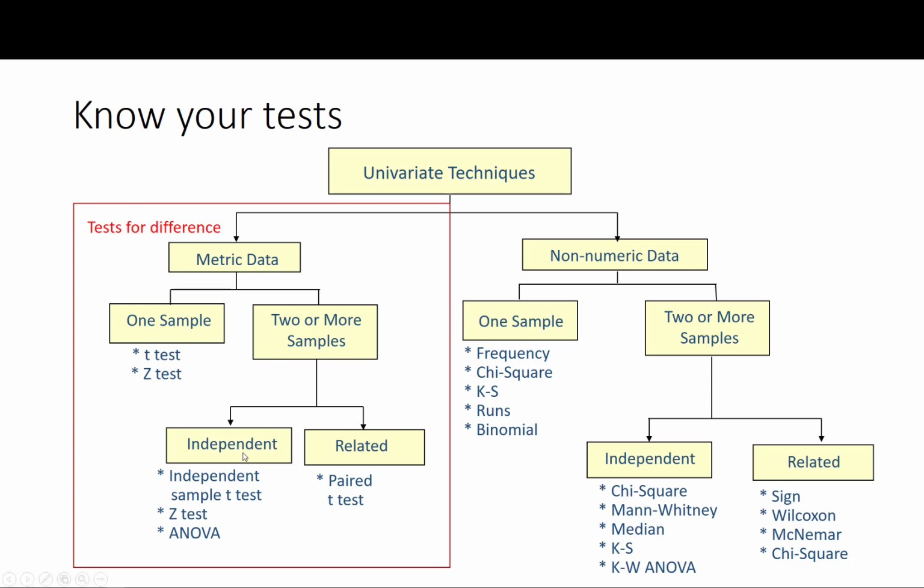On the other side, if they're independent, for example, males and females are independent groups, they don't necessarily function in relationship to each other, we can run an independent sample t-test, a z-test, or an ANOVA. The difference between the independent sample t-test and the ANOVA is that independent sample t-tests are for when you have two groups, e.g. male-female, and an ANOVA is run when you have more than two groups, for example, high, medium, low users.